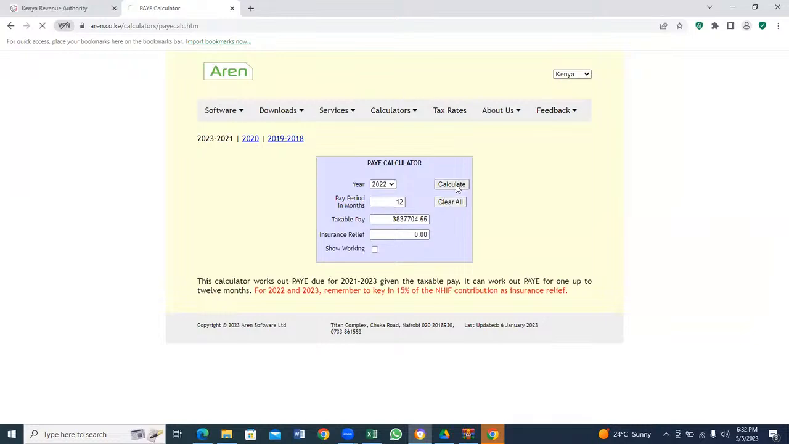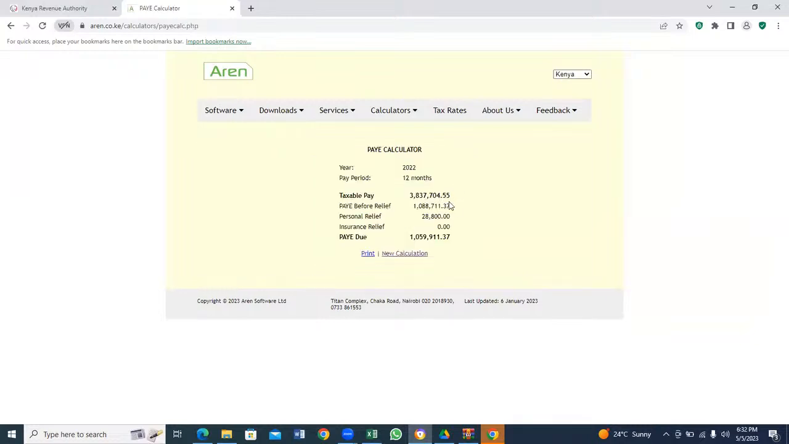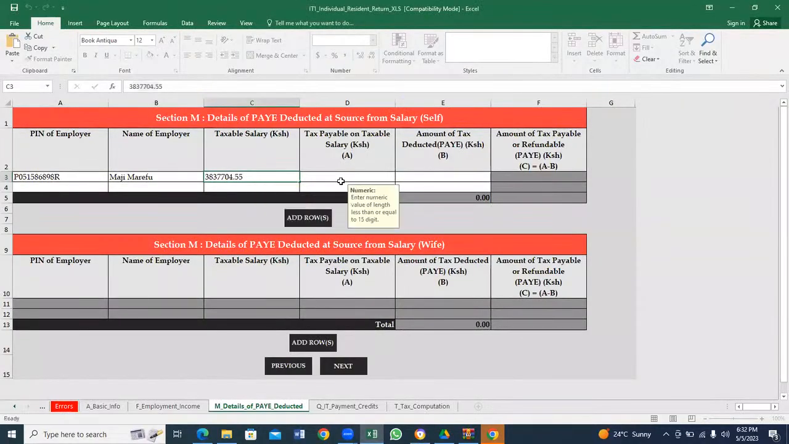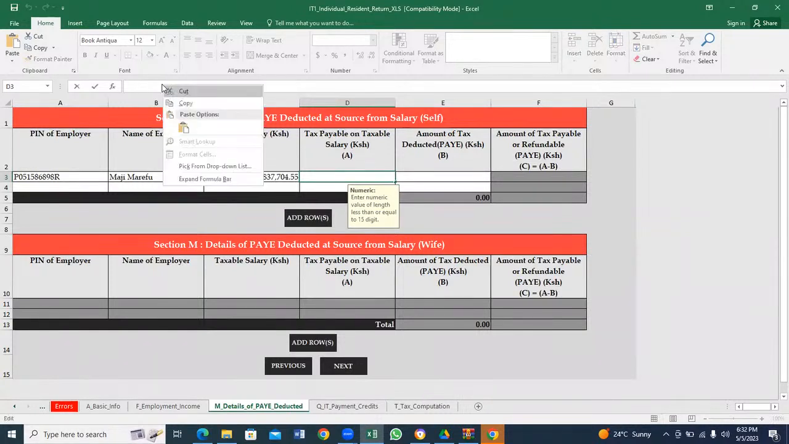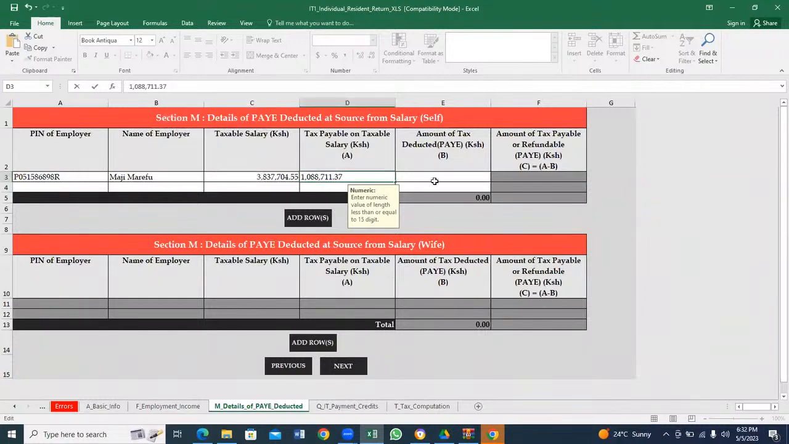So we come and calculate, and we find out that on 3.8377, or 4.55, this is the tax amount that is due on it. This is the gross tax amount that is due on it. So I will copy this and put it here under tax payable. Even if you apply the 3 tax brackets on the 3.8, the figure you get is the same amount that we got from RN. So that is the gross tax.